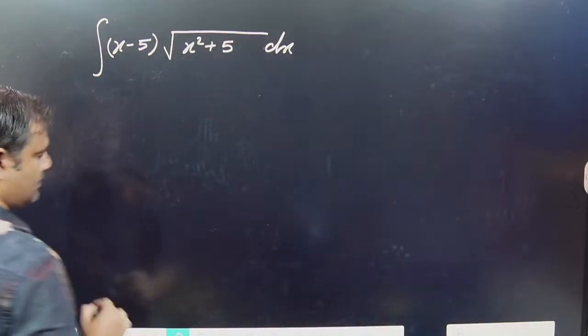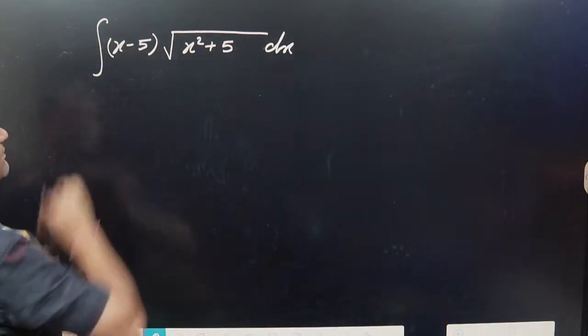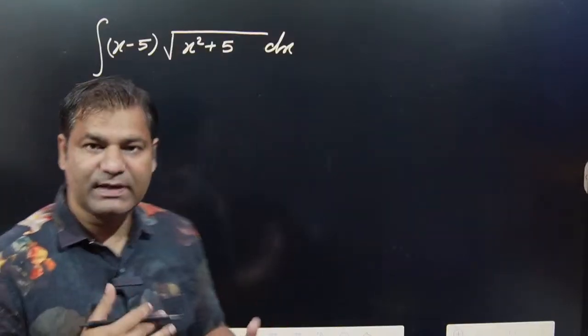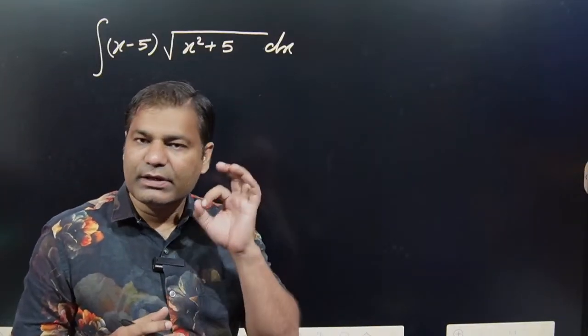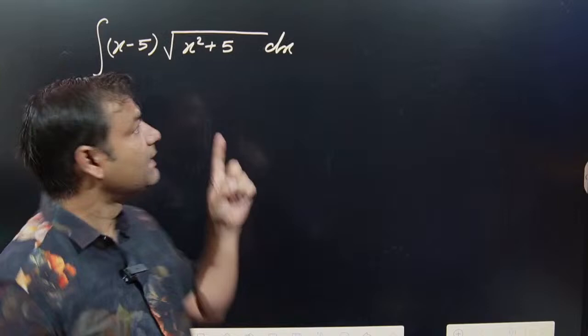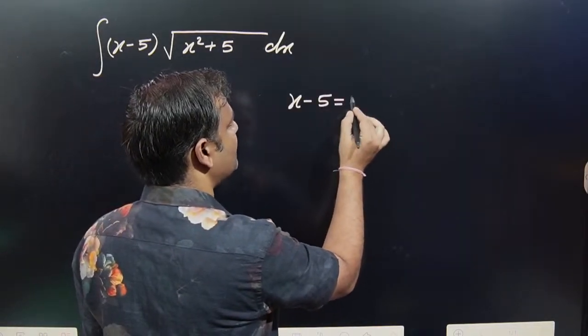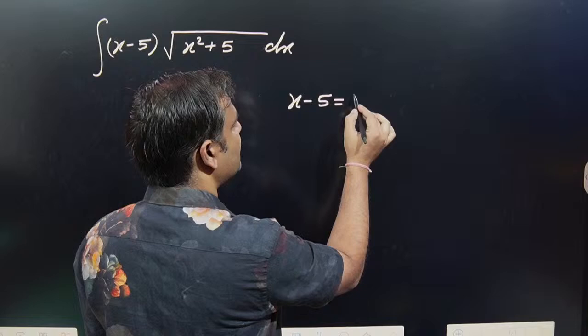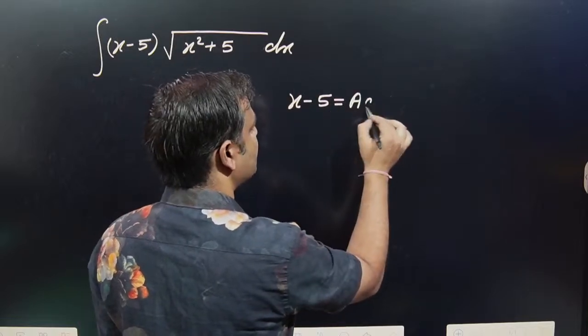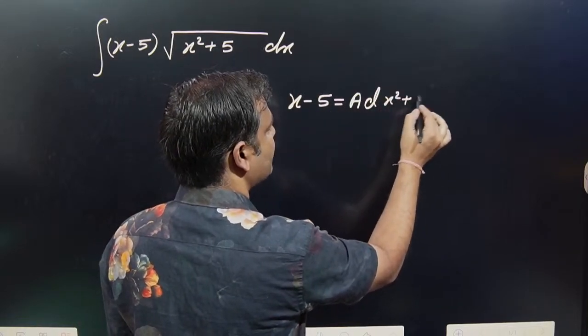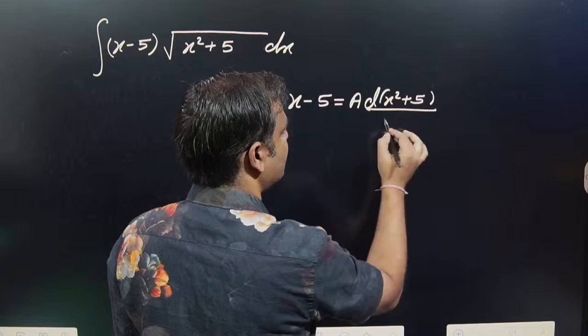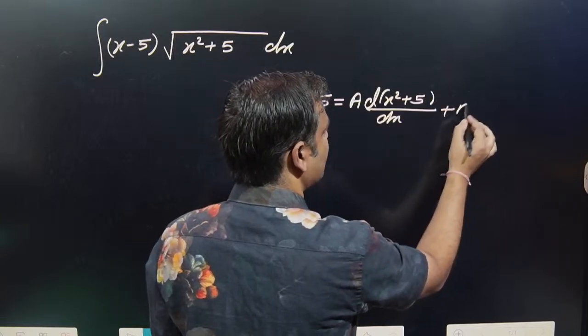Simply look here: x minus 5 into the square root of x square plus 5. How do we do this type of problem? First of all, take x minus 5 as A into the differentiation of the quadratic expression, that is x square plus 5, with respect to x, plus a new constant B.